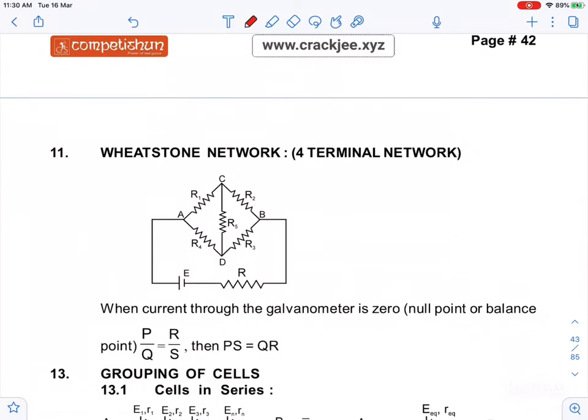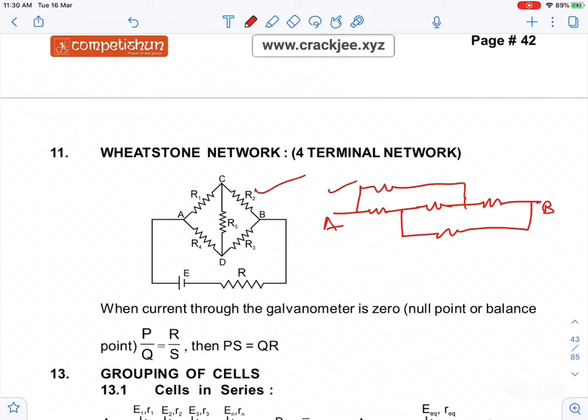Now the Wheatstone bridge. Sometimes they have asked this question, but not in this format. They ask the Wheatstone bridge in a format where you have to recognize whether the circuit is a Wheatstone bridge or not. They will ask you a circuit like this. If you redraw this circuit like this, it is the same Wheatstone bridge.